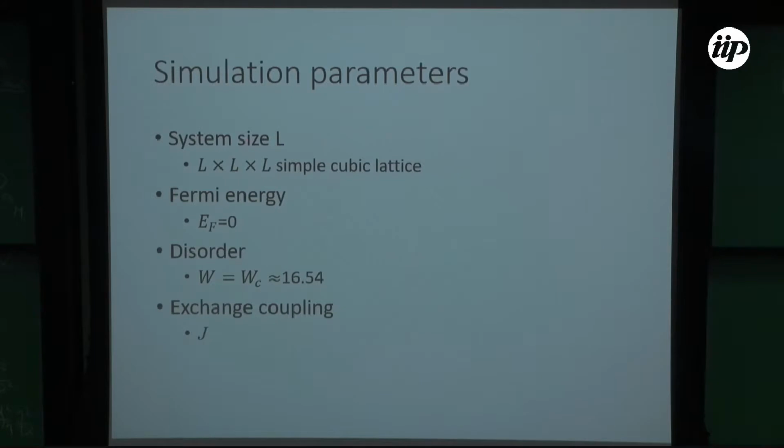So, simulation parameters. Okay, we're doing cubes. We're going to put the Fermi energy at the band center. Obviously, we'll have the disorder set to the critical value. The exchange coupling, I've looked at two values, basically 1/3 and 1/2 of the bandwidth.